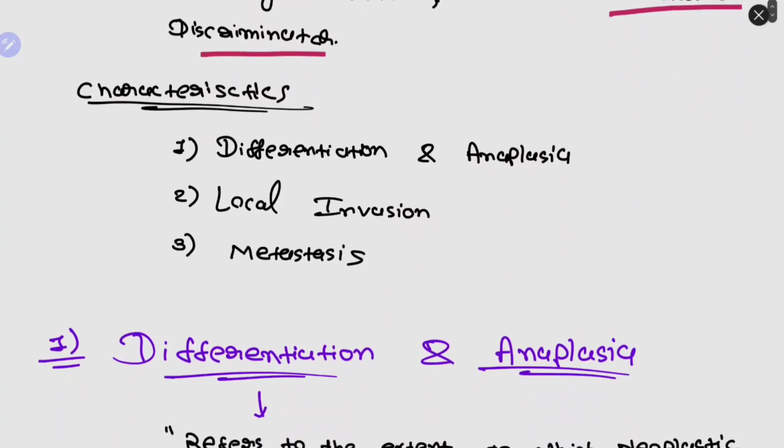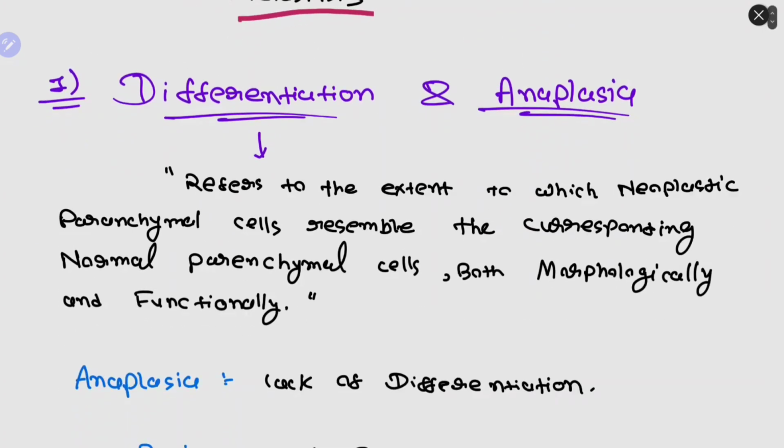Okay. We are going to discuss mainly three characteristics of tumors. First is differentiation and anaplasia. Second is local invasion, and third is metastasis. So let's start with the first one. First is differentiation and anaplasia.